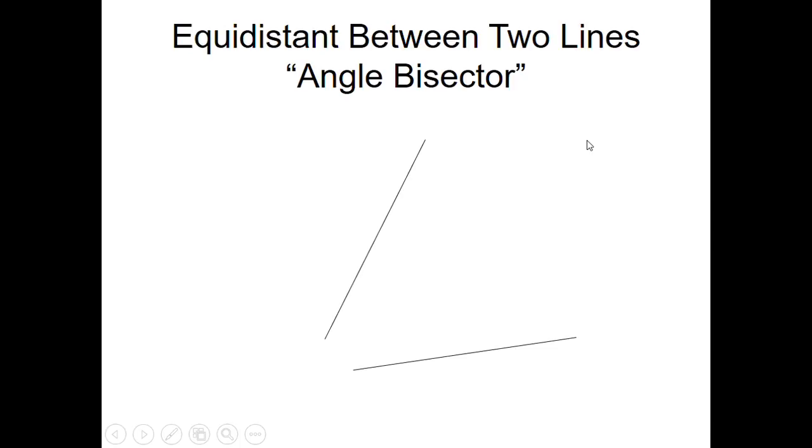Okay, this is the different one to the equidistant from 2 points. It's equidistant from 2 lines. Okay, so what we need here is an angle bisector. So for example, this could be one road, a row of houses. This could be another row of houses, and we need for example, a water pipe to be exactly halfway between the 2 rows of houses so that it serves both of those rows of houses equally.